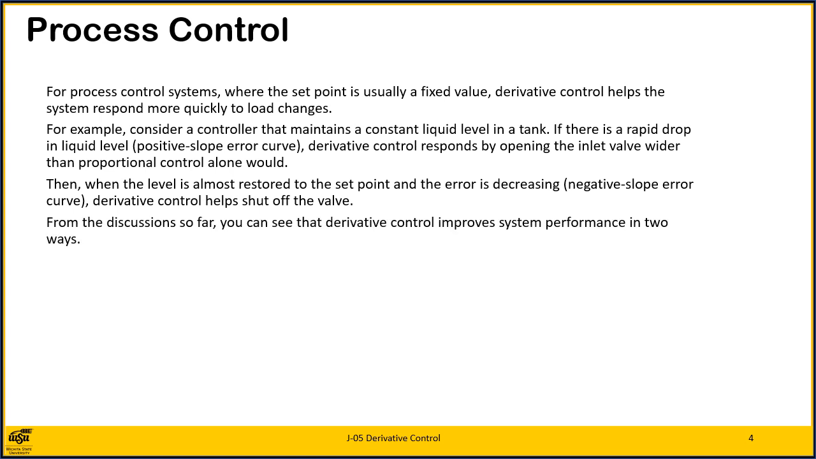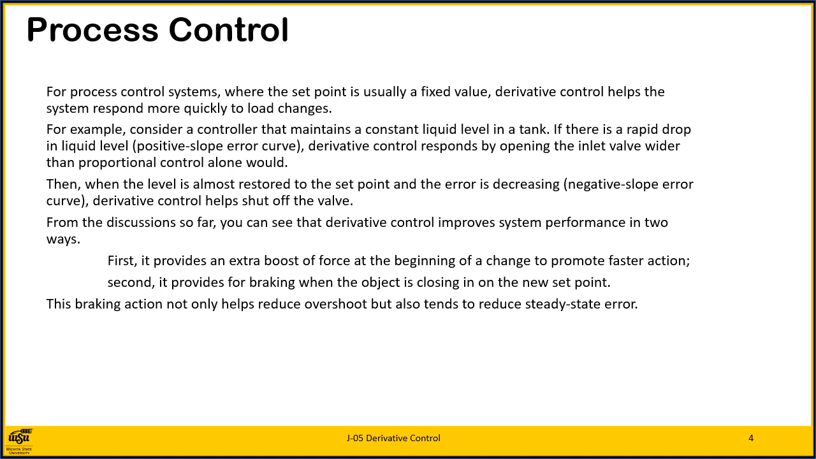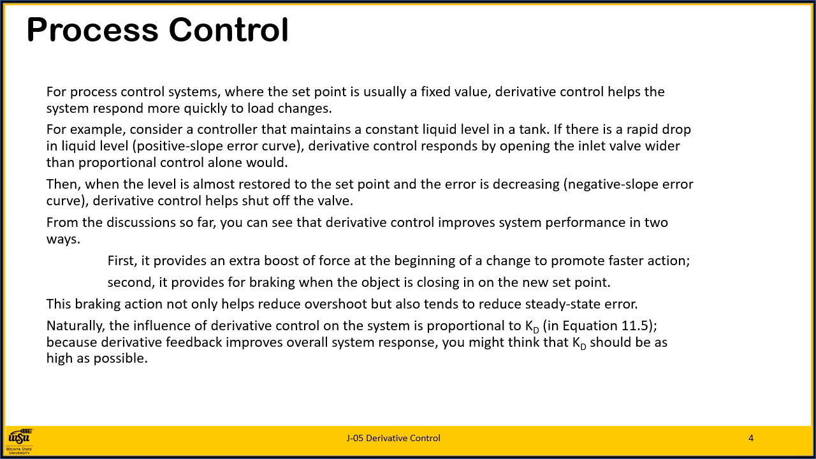From the discussions so far, you can see that derivative control improves system performance in two ways. First, it provides an extra boost of force at the beginning of a change to promote faster action. Second, it provides for braking when the object is closing in on the new set point. This braking action not only helps reduce overshoot, but also tends to reduce steady state error. Naturally, the influence of derivative control on the system is proportional to KD in equation 11.5.